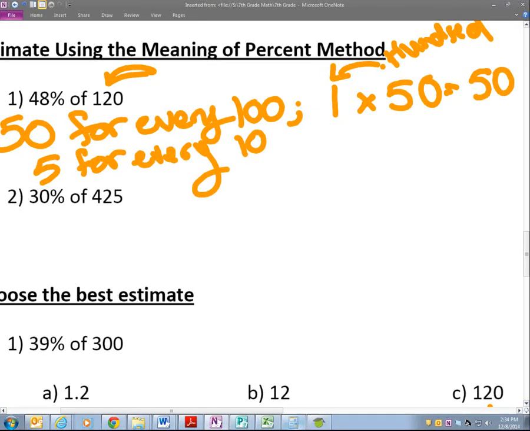Okay. Then there's 5 for every 10. How many 10s do we have in this problem, Sam? There's 2 of them. So these are the 10s. There's 2 10s. And as it says down the line here, it says 5.